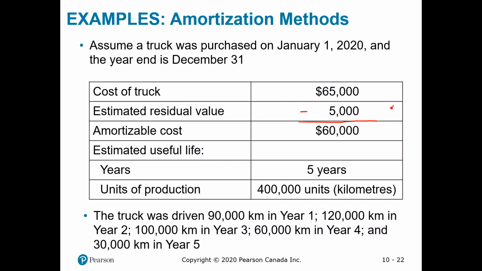Now for the estimated useful life, we're going to use only part of this for each of the different methods. So they think the truck will either last 5 years or 400,000 units. So in this case, kilometers. So we'll use that for units of production method. And then this bottom information is just the details that we'll need for units of production.